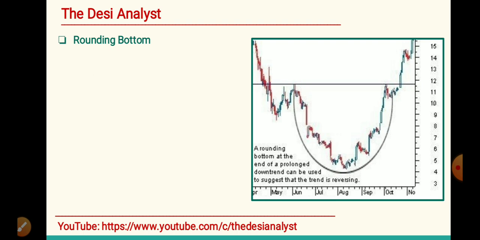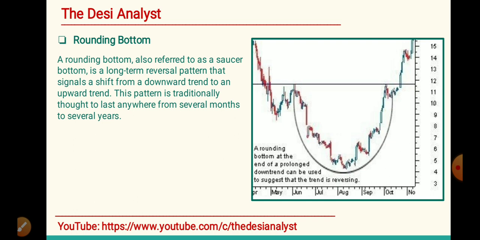Rounding bottom. A rounding bottom at the end of a prolonged downtrend can be used to suggest that the trend is reversing. A rounding bottom, also referred to as a saucer bottom, is a long term reversal pattern that signals a shift from a downward trend to an upward trend. This pattern is traditionally thought to last anywhere from several months to several years.